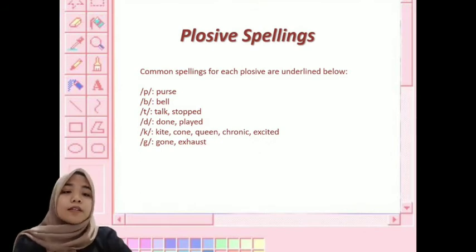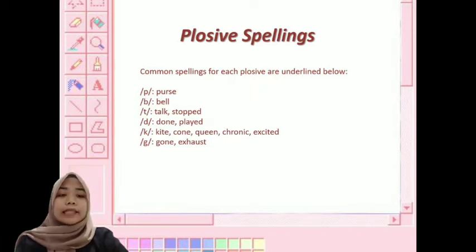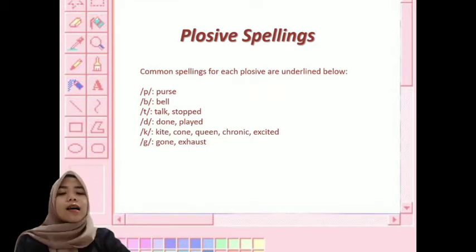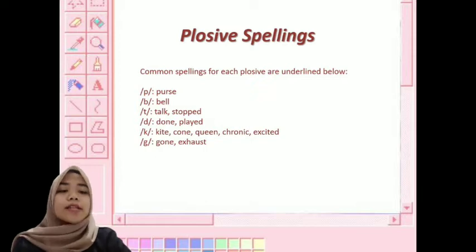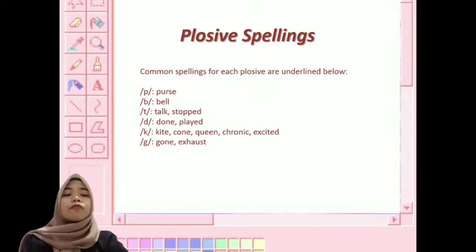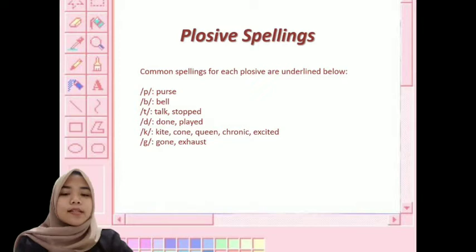Plosives. Plosives are defined as consonant sounds which involve, first, a stricture of the mouth that allows no air to escape from the vocal tract, and second, the compression and release of the air. So there are four phases in the production of plosives. First, closure. Second, hold. Third, release. And fourth, post-release.